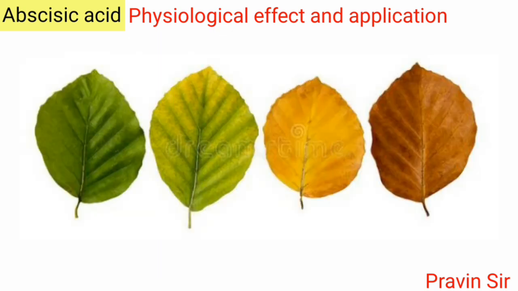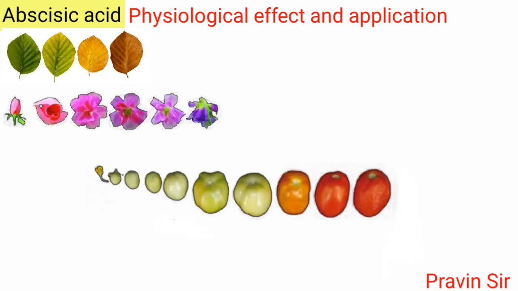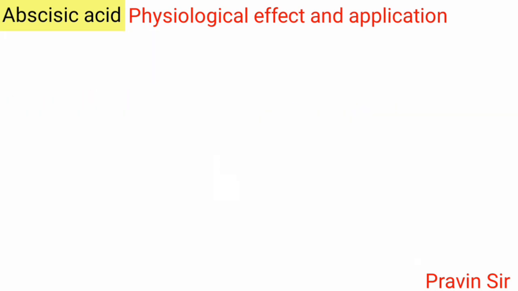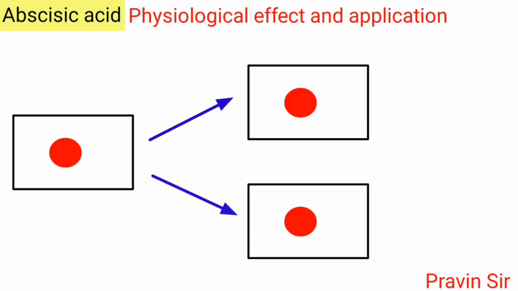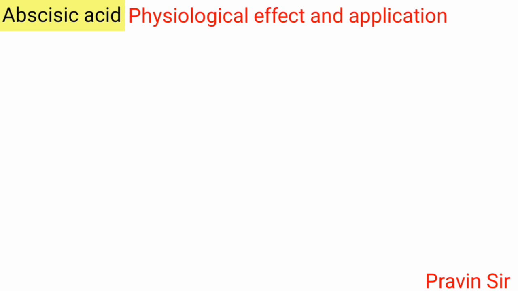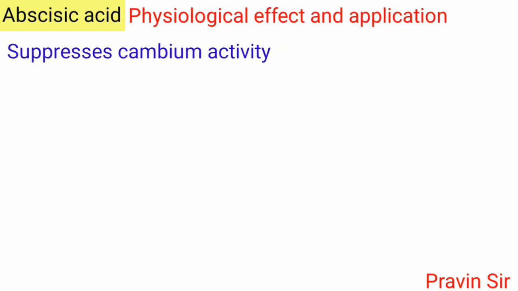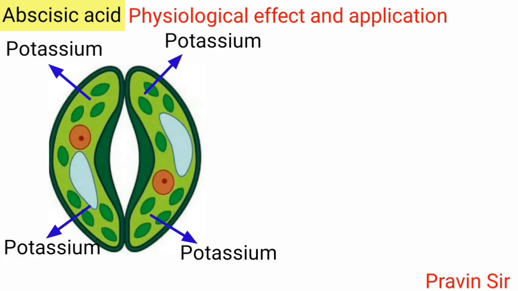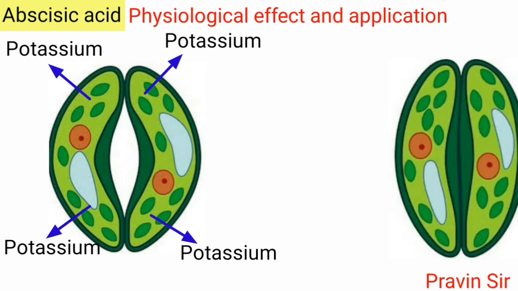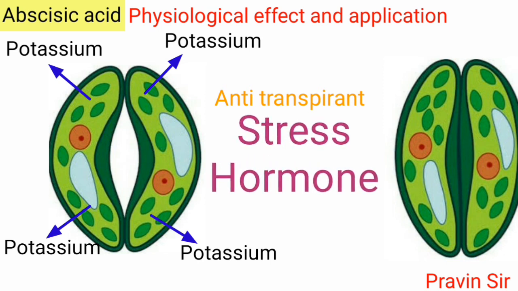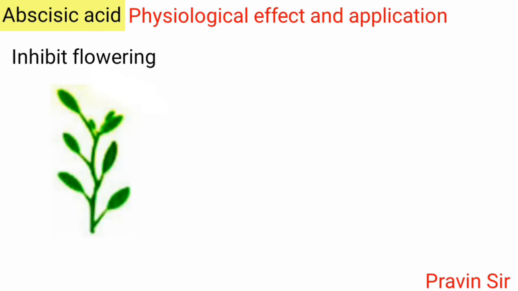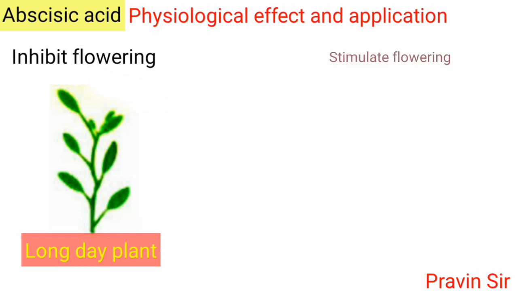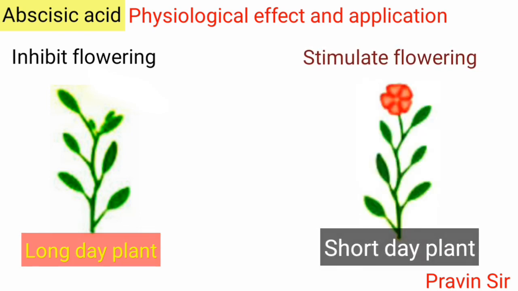accelerates the senescence of leaves, flowers and fruits and their abscission, inhibits and delays cell division and cell elongation, suppresses cambium activity, causes efflux of potassium ions from the guard cells and results in stomatal closure. Thus, it functions as an anti-transpirant and acts as a stress hormone. It inhibits flowering in long day plants but stimulates flowering in short day plants.